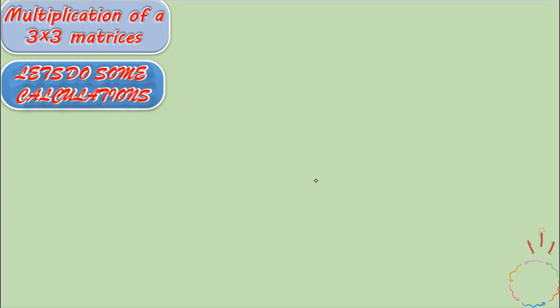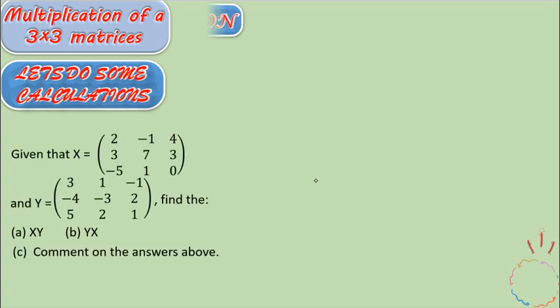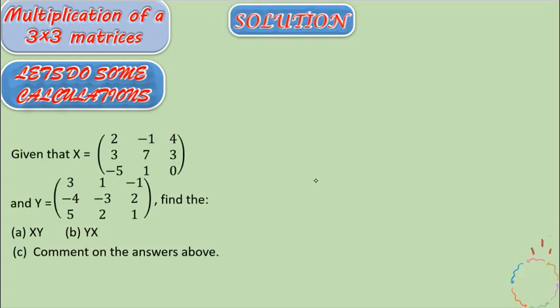Now let's take another example. So now you have another 3 by 3 matrix. The question now says find the product xy, just like we did for AB, and then find the product yx. Comment on your answer just as we commented on the first answer. So now what should be your comment?